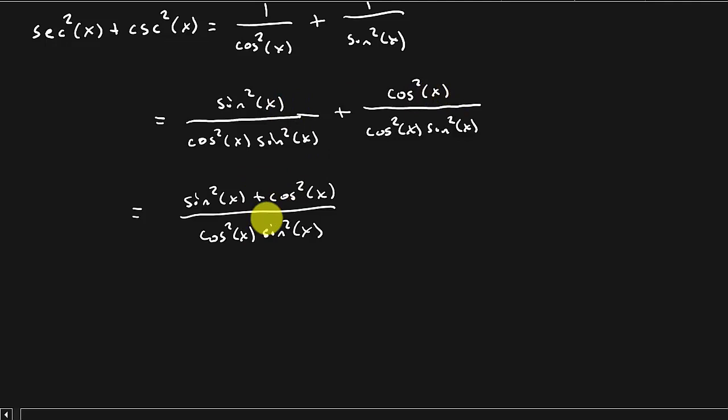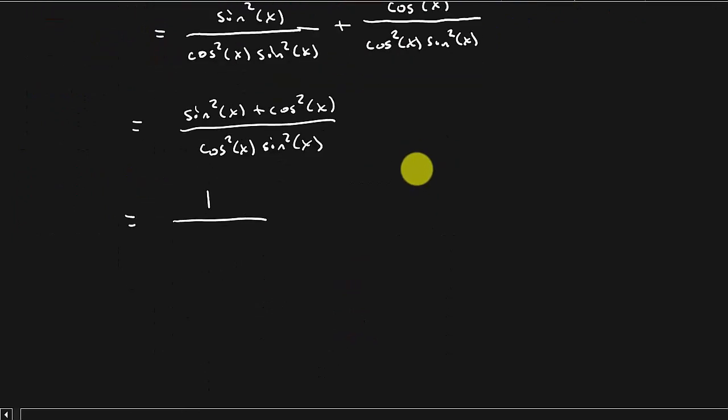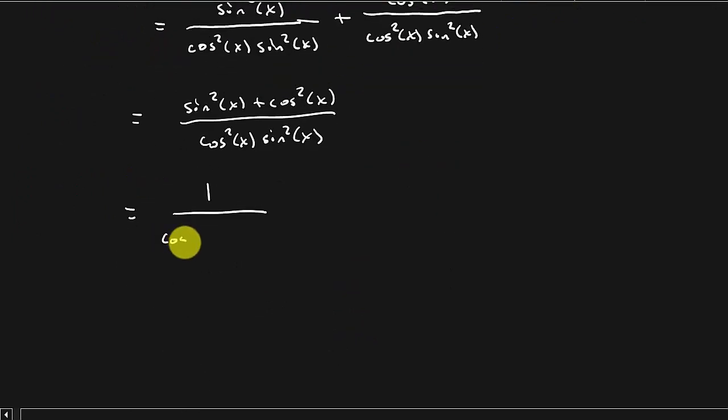Now, you need to show this step when you're proving or verifying identities. You need to show all the details, all the steps when you're proving something. Well, what's sine squared plus cosine squared? That's 1, right? That's from this identity up here. Sine squared plus cosine squared is 1. And so we've got cosine squared x, sine squared x.